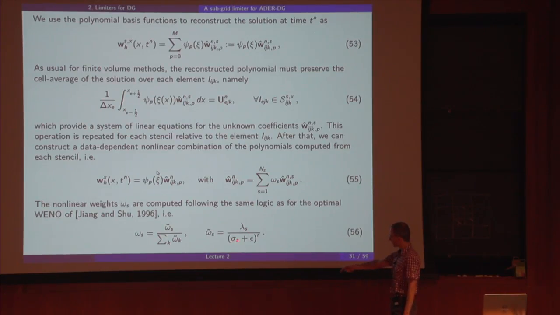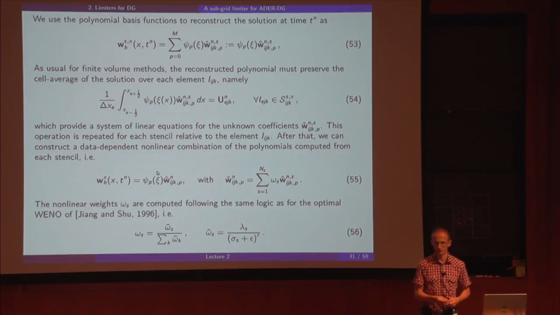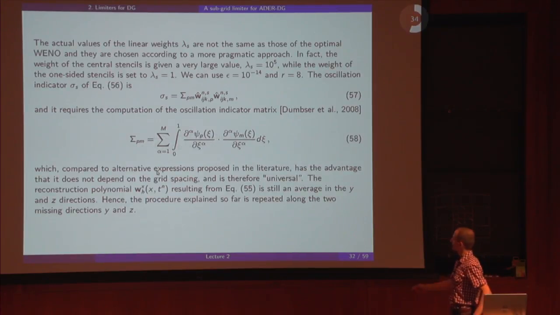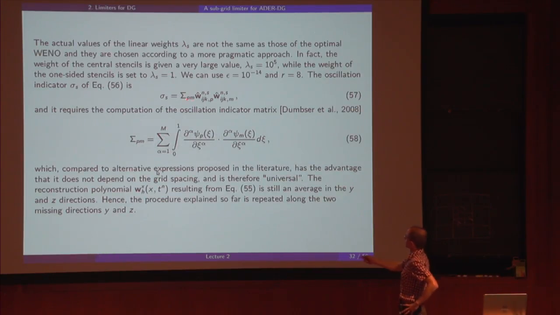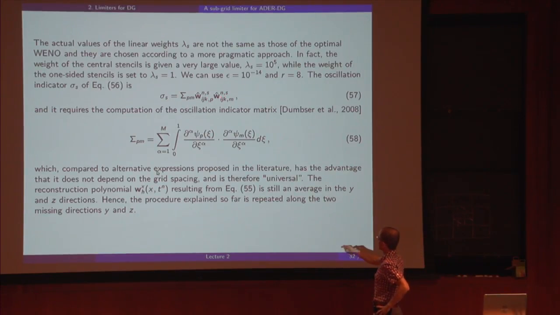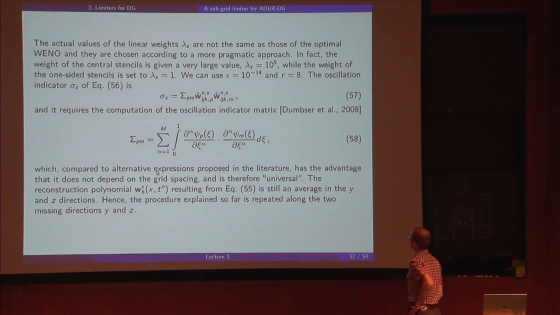And you see here there is a number, sigma, which measures the oscillation of the polynomial. If it oscillates much, this number will be small, the weight will be small, and so the contribution of such polynomial to the final one will be negligible. So sigma S is an oscillation indicator that comes from here. It's computed in this form. I don't want to go much into the detail, but as you see, it is computed from the expansion coefficients of each stencil.